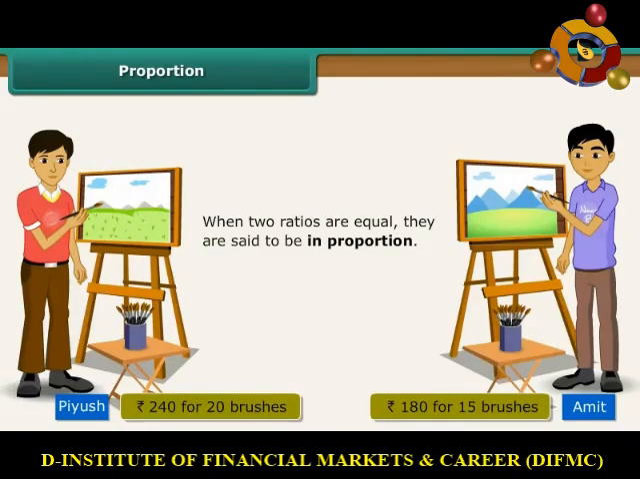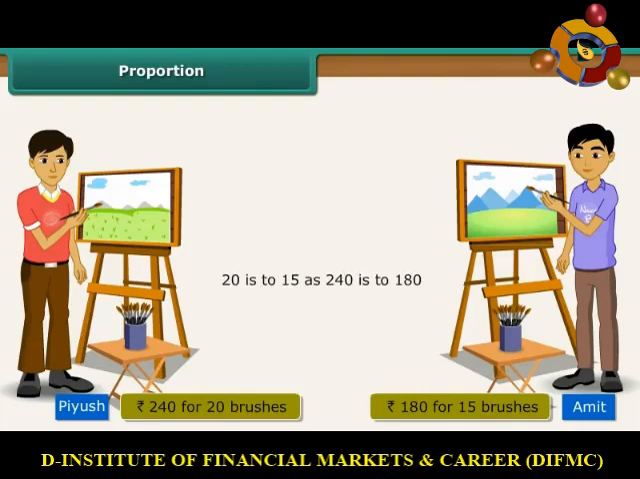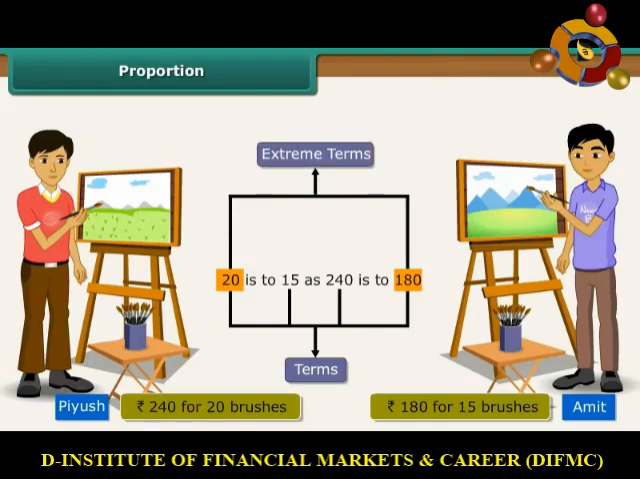Ratios in proportion are represented as 20:15 :: 240:180. This is the symbol used to denote proportion. Ratios in proportion are read as 20:15 as 240:180. Each number used in a proportion is called a term. 20, 15, 240 and 180 are terms. The first and the last terms are called the extreme terms. The second and the third terms are called the middle terms.